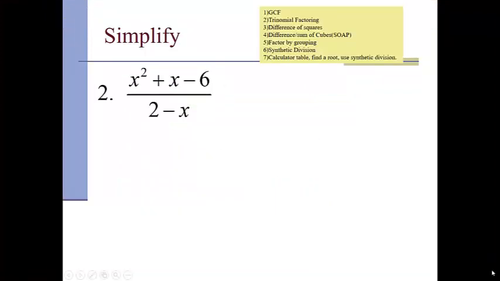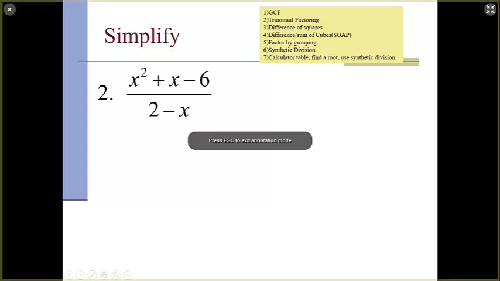Okay, in the upper right hand corner I have this list: GCF, trinomial factoring, difference of squares, difference or sum of cubes, namely SOAP, factor by grouping, synthetic division, calculator table, finding a root using synthetic division. Those are all our factoring techniques from Algebra 1 and from Algebra 2 first semester. They are going to be applicable here.